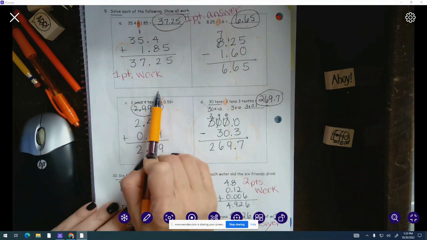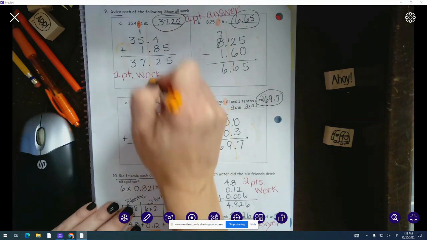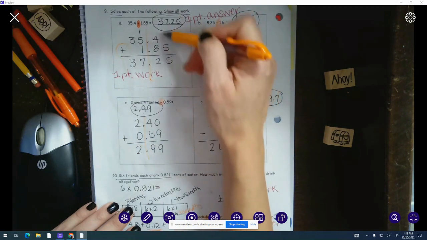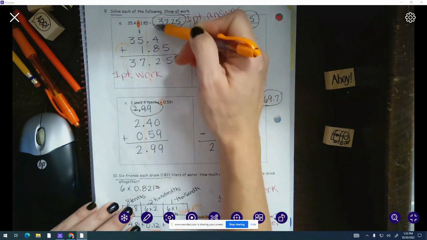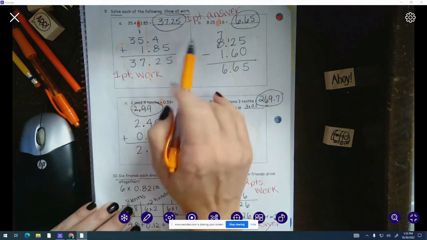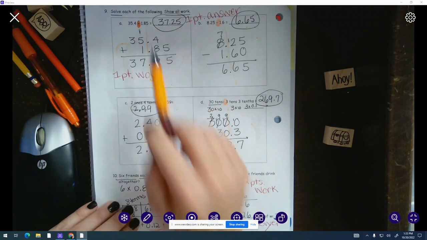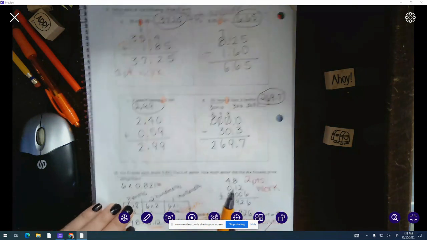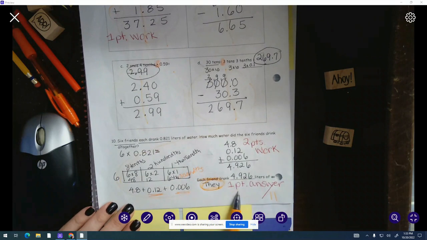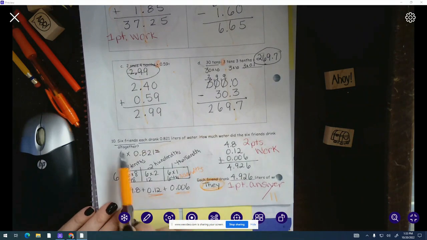So you get 1 point for setting it up correctly, knowing that you need to put the different place values above each other, all the hundredths over the hundredths, the tenths over the tenths, ones over ones, lining up the decimals. That's 1 point. And you get a second point if you can get it correct. So best of luck. This top is worth 8. This bottom is worth 3. 2 points for all the work, 1 point for your answer.